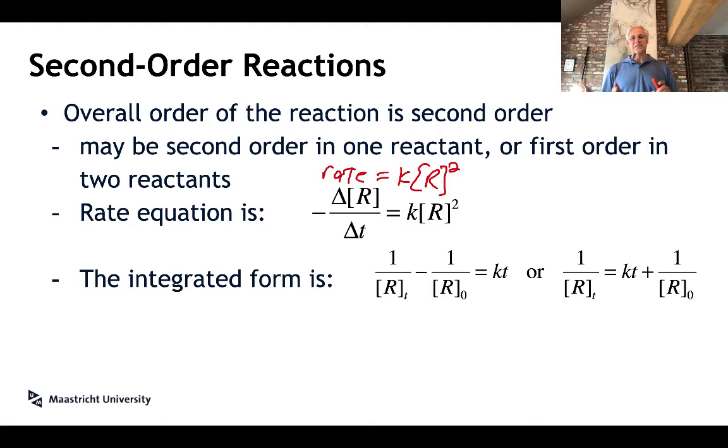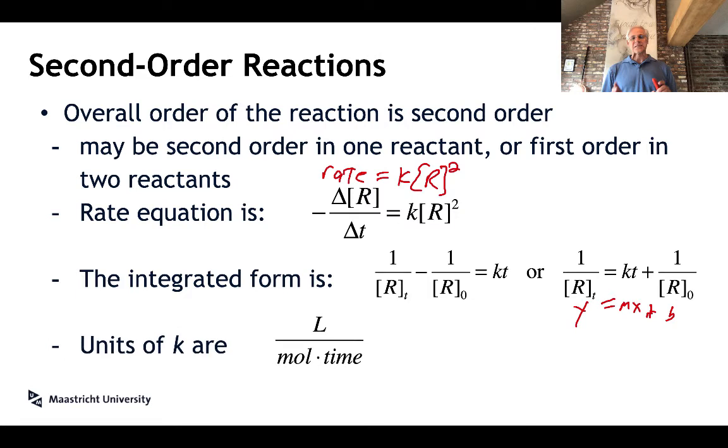We have 1 over the concentration of R at time t minus 1 over R at time 0 is equal to kt, or we can rearrange that into a linear form as well, where we have something that looks like y equals mx plus b. And so that tells us what we would need to plot on our y and x axes and what else we could find. The units of k here are different. They're liters per mole per time, or inverse molarity time. So you get some really weird units for the rate constant. That's okay. We don't need to worry about that a whole lot. It's just something you need to be aware of if it ever becomes a concern if you're doing some kinetic experiments in the lab.